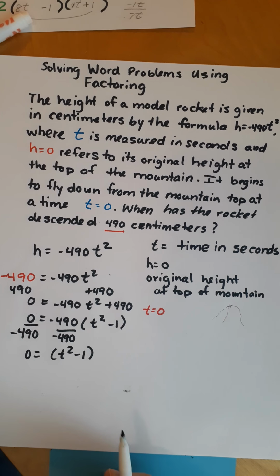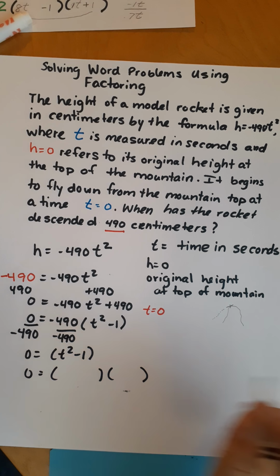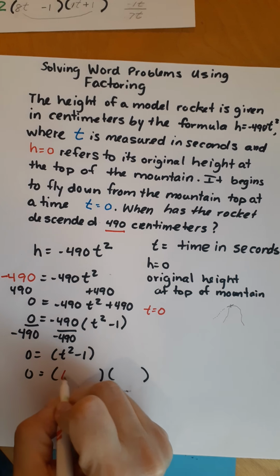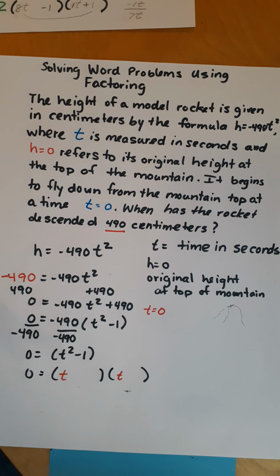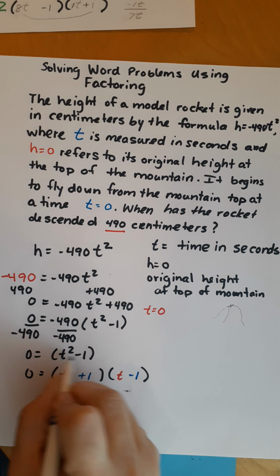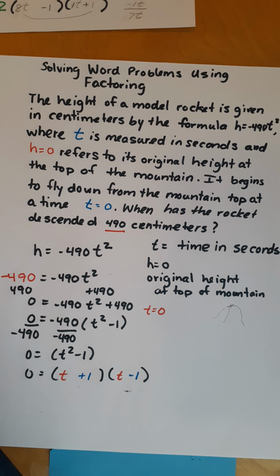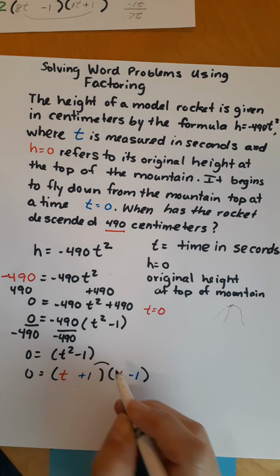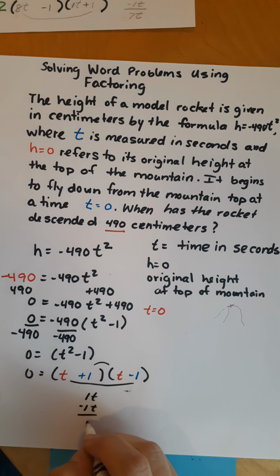Okay, so let's go ahead and factor this out. We're ready to go. T, what gives me negative 1? Okay, let's see, plus 1, minus 1. It's only two terms, so the middle term, that's t to the 1 power, should cancel out. Let's see. We get 1t, negative 1t, 0. Perfect. Those are my two solutions.